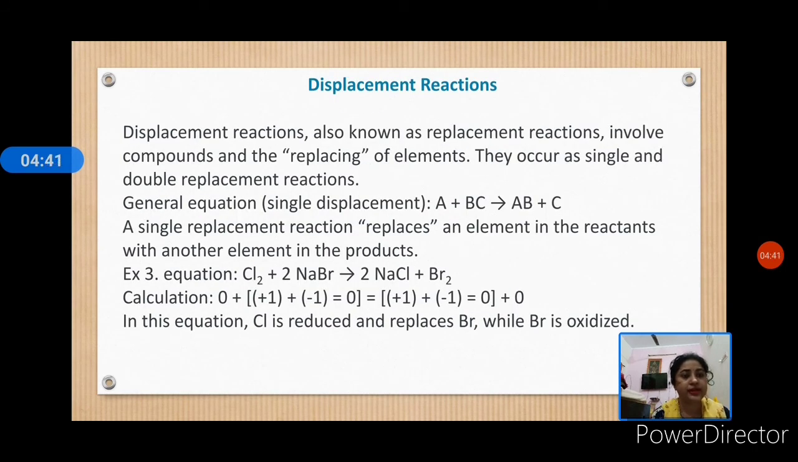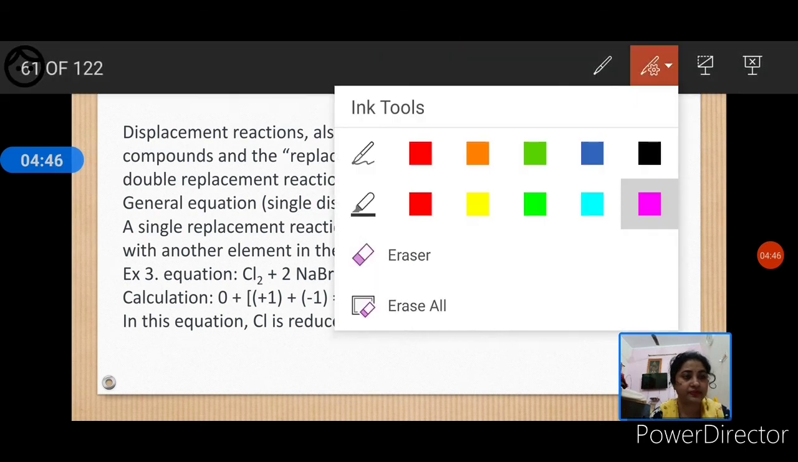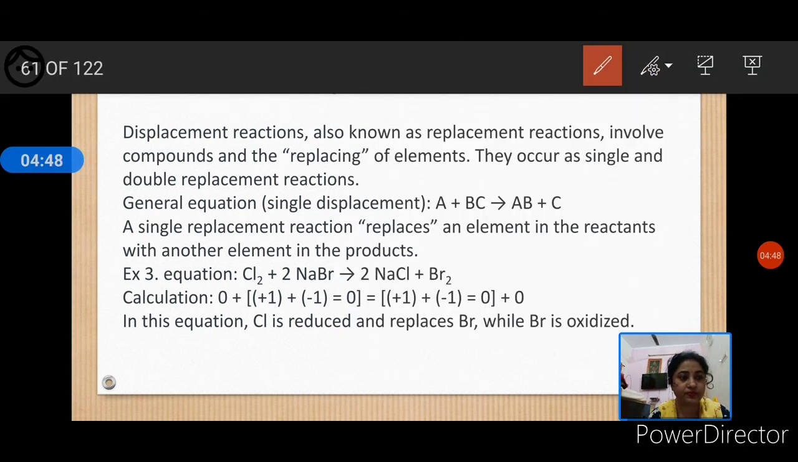Next is displacement reactions. The general formula for this is A plus BC gives out AB plus C. These are known as displacement reactions as they involve compounds and replacing of elements. They occur as single and double displacement. If you can remember the neutralization and precipitation reactions, those are your double displacement reactions.